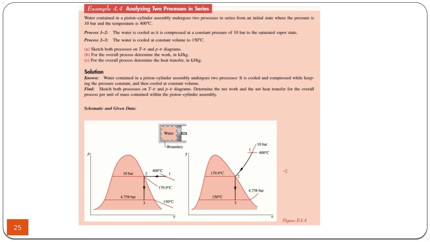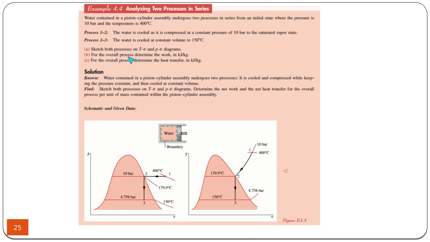So first, it's compressed. It compressed from this volume to that volume. Meanwhile, the temperature drops from 400 to somewhat lower temperature. Then, under constant volume, it's cooled down from 180 Celsius to 150 Celsius. It's asking to sketch both TV and PV diagrams, so we need to draw this.